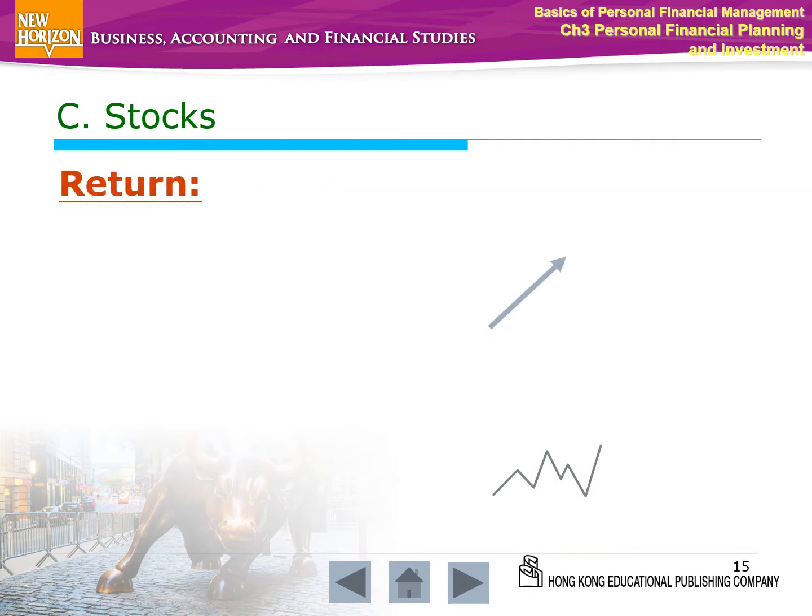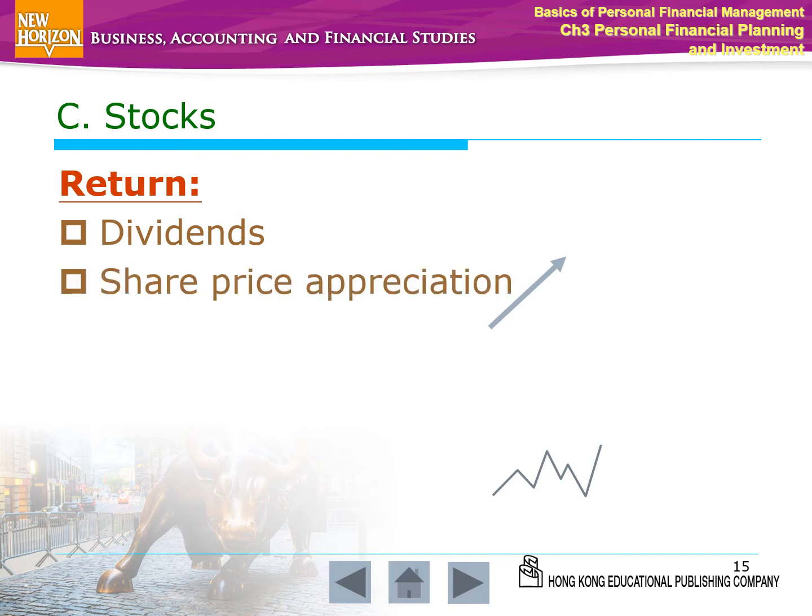Talking about the returns of shares, shareholders can get dividends. Dividends are declared by the board of directors. Second, buy low and sell high. Remember this rule: buy low and sell high. So if the share price appreciates, meaning rising up, the shareholders can get profit by selling the shares in the stock market. But of course, shareholders have to face risk.